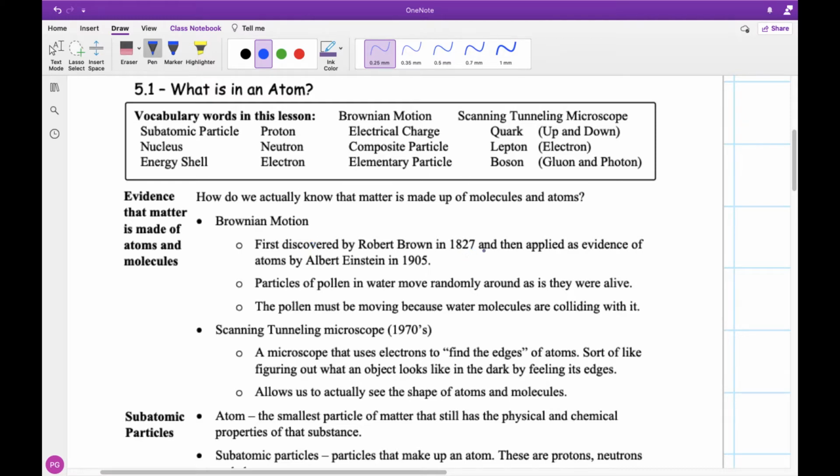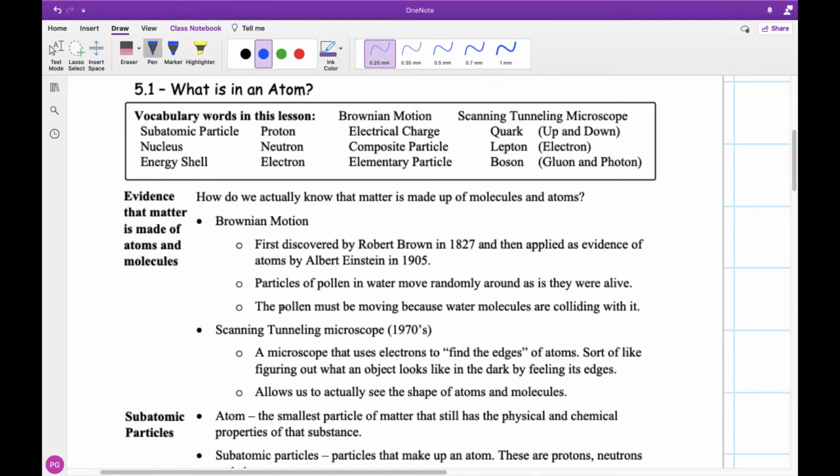It was first discovered by Robert Brown and then applied as evidence of atoms by Albert Einstein. Basically, if you put particles of pollen in water, they'll bounce around and move around randomly, as if they were alive, as if they were moving on their own. The conclusion that Einstein came to was that the pollen must be moving because of water molecules colliding with it. So that's some evidence that the water itself is made up of tiny little molecules.